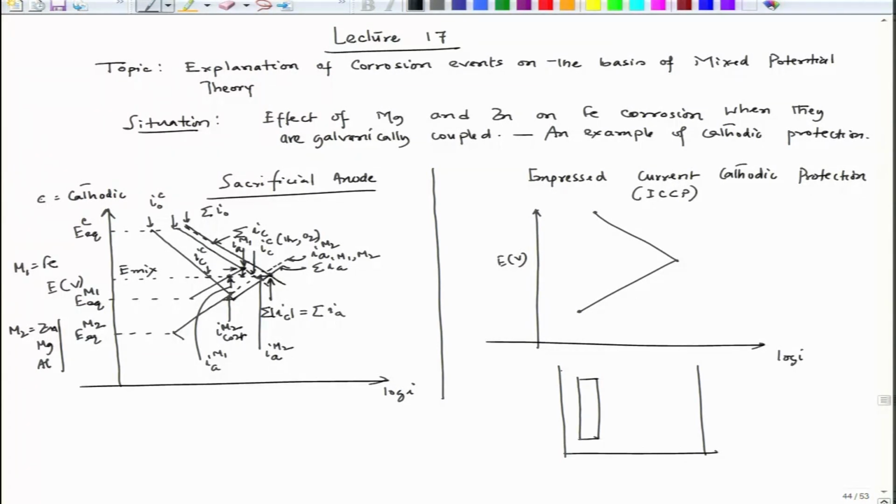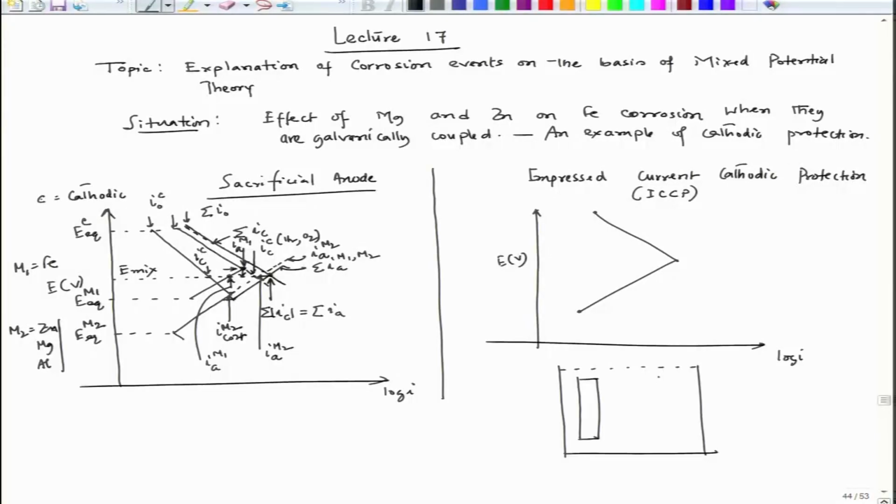Remember, this impressed current cathodic protection may not be suitable for sea water, because this is not a high resistance path. Generally, impressed current cathodic protection is used where the resistance of the electrolyte is very high. That is what it is mainly in soil application.